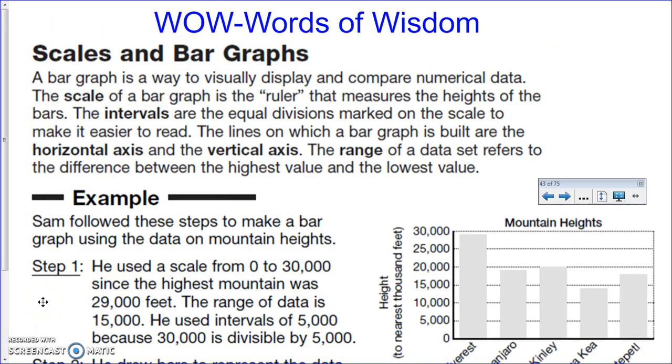A bar graph is a way to visually display and compare numerical data. The scale of a bar graph is the ruler that measures the heights of the bars. The intervals are the equal divisions marked on the scale to make it easier to read. The lines on which a bar graph is built are the horizontal axis and the vertical axis. The range of a dataset refers to the difference between the highest and lowest value.